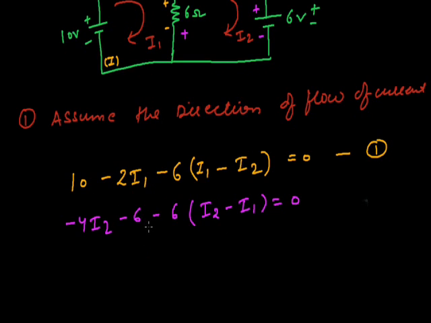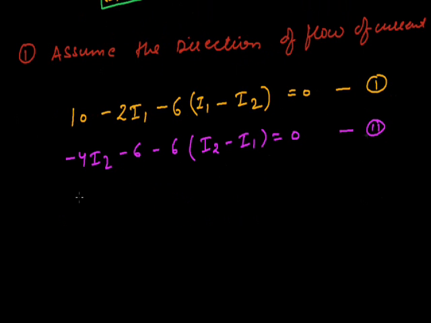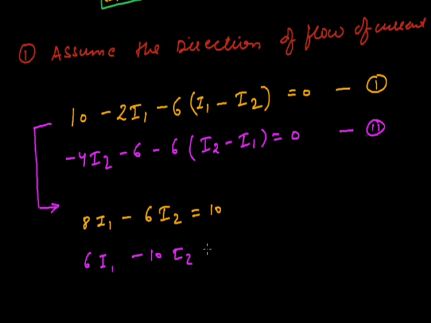Now we have to solve these equations. Considering the equations, we will see what the values of I1 and I2 are. Solving further, the first will provide us 8 I1 minus 6 I2 is equal to 10, and the second one will give us 6 I1 minus 10 I2 is equal to 6.